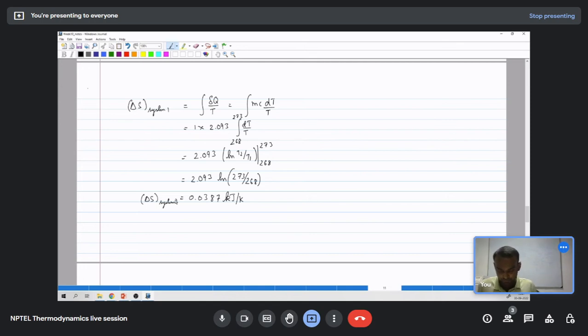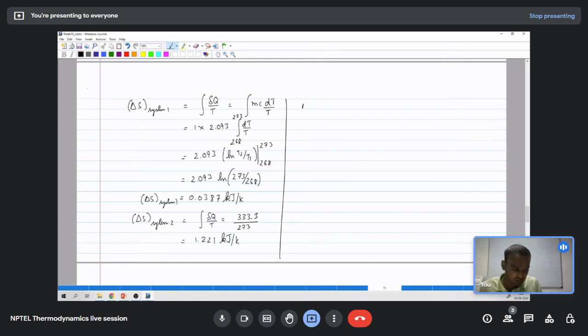Now in the next phase we had the phase change from ice to water. So we have again integral del Q by T. Here the temperature is constant and the heat transferred is the latent heat of fusion, that is 333.3 kilojoules, divided by temperature of 0 degree Celsius, which is 273 Kelvin. So this entropy increase is 1.221 kilojoule per Kelvin.